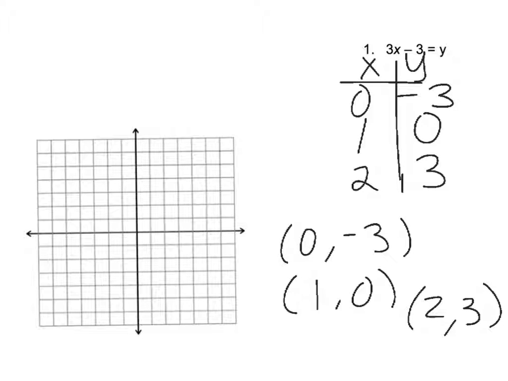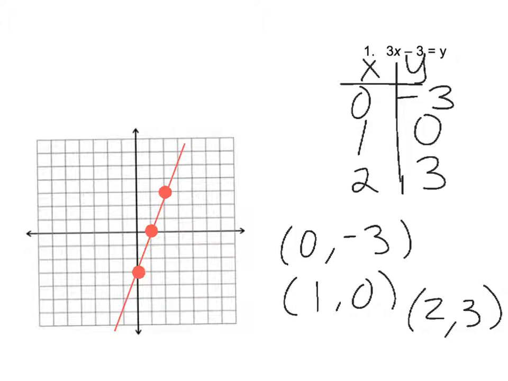So I'm going to go over here to my graph. I'm going to 0, down 3, down there, 1, 0, and 2, 3. I then will just make my line. My line will go through all 3 of these points, and then I won't forget to add arrows on the end because there's infinite many solutions, and this line continues on forever.